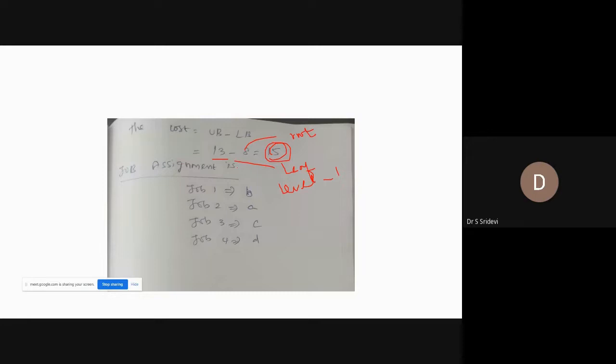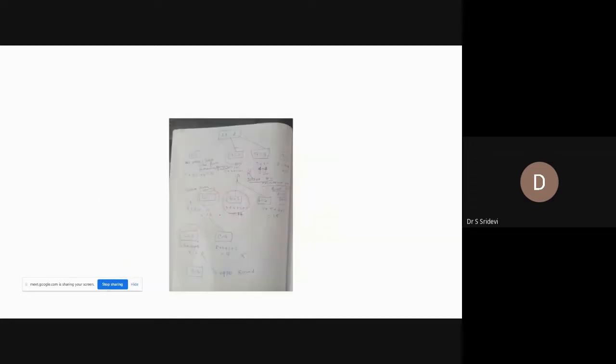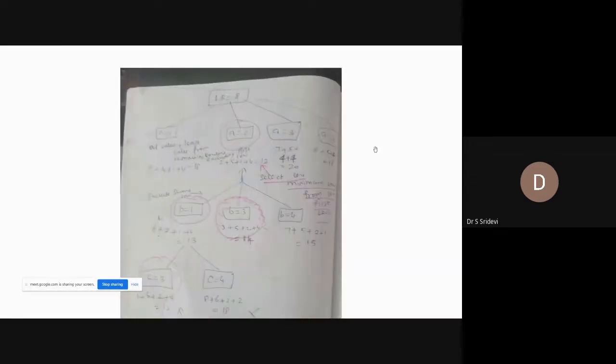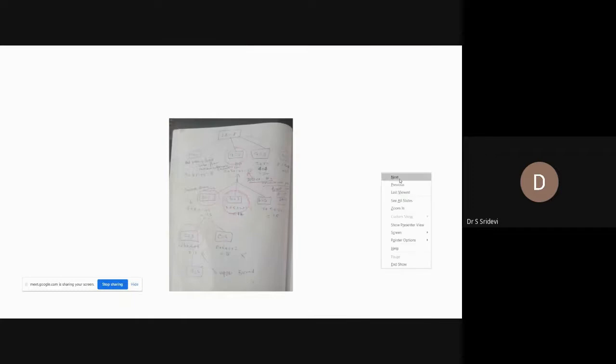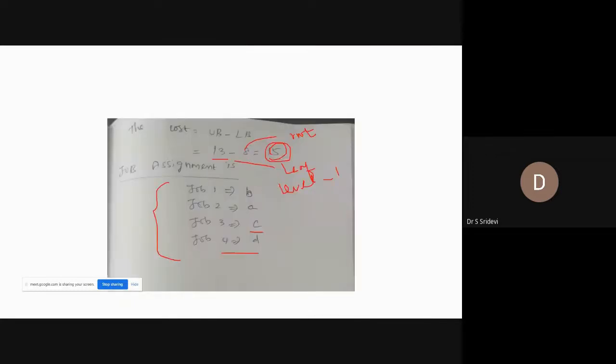And the next answer is the job assignment: job 1 is allocated to person B, job 2 will be allocated to person A, job 3 will be allocated to person C, and job 4 will be allocated to person D. So this is taken from the state space tree. Is it clear? From the state space tree, you have to write the answer. First job is second person, second job is allocated to the first person, like that. You have to write the final answer. So the final answer is two things: you have to write out the minimal cost as well as the job assignment.